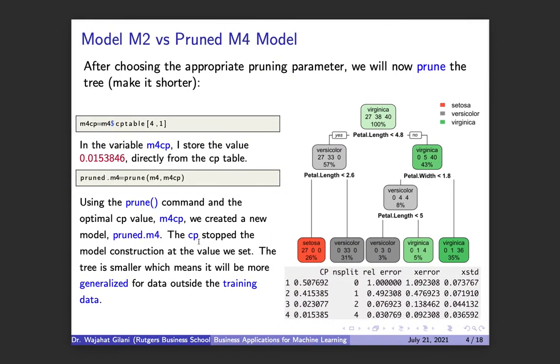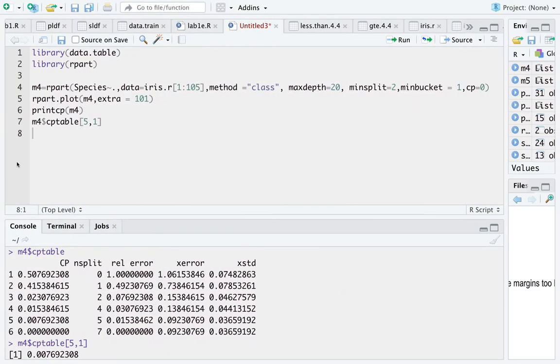In my slides, I took the 4th row, 1st column, because remember, my smallest one with the X error was on the 4th row, not the 5th row. So I took that and I called it M4CP. I put the variable M4CP. And I'll do the same thing right here, I'll call it M4CP.